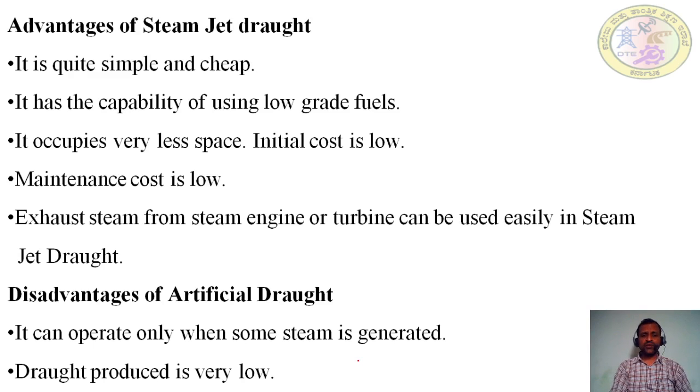Next we will see what are the advantages of the steam jet draught. It is quite simple and cheap. It has the capability of using low grade fuels. It occupies very less space, and similarly the initial cost is also low. Then the maintenance cost is low. Exhaust steam from a steam engine or turbine can be used easily in the steam jet draught.